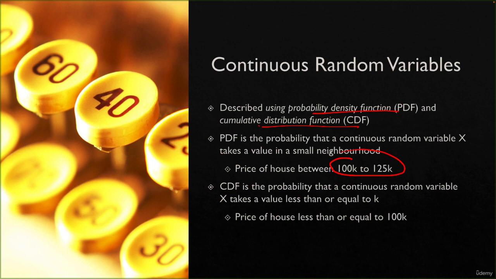Suppose I want to answer problems like, what is the probability that the price of a house is less than or equal to 100K. In such scenarios, I'll make use of the CDF, because the CDF is the probability that a continuous random variable X takes a value less than or equal to K. So this is how we'll describe random variables depending on the type of data they represent, and we'll use the respective functions to describe the probability of such random variables.